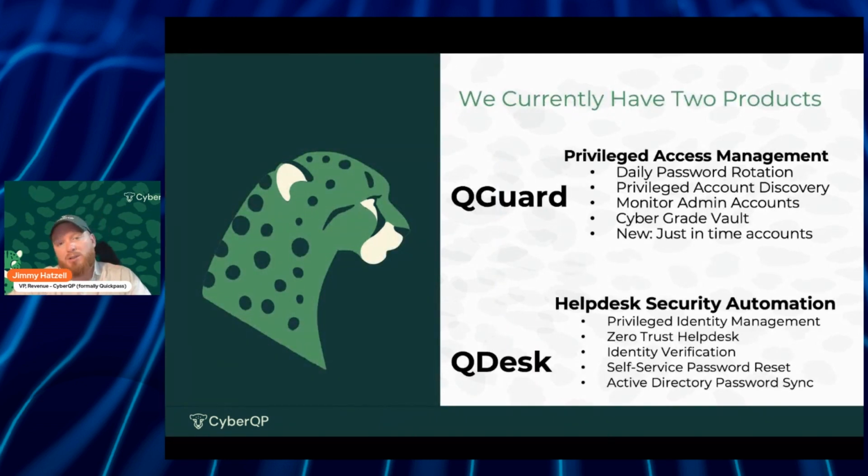We have two products: QGuard, which is our privileged access management tool, and QDesk, which is the help desk security automation tool. I'm going to start with QGuard, and I'm going to move a little quickly. If you'd like to dial into it at the end, I'll put up a QR code where you can book a demo, or you can raise your hand in the survey to book a demo with us.